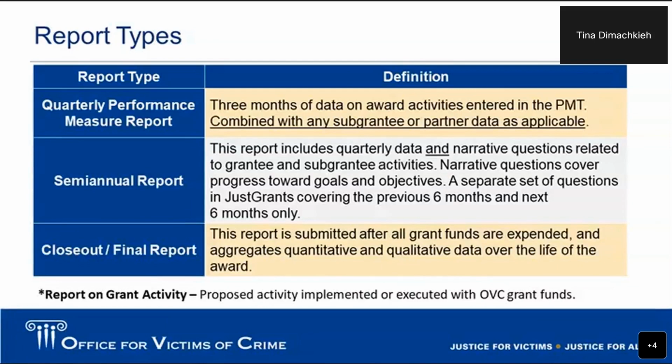The first one is a quarterly performance measure report. This quarterly performance measure report collects data over a 3-month period for award activities and is entered into the PMT. Human trafficking grantees are instructed to combine any data from a subrecipient and a partner, as applicable, and enter it into the PMT. We say this because only our prime award recipients, so only you as the grantee, have access to the PMT for that award.